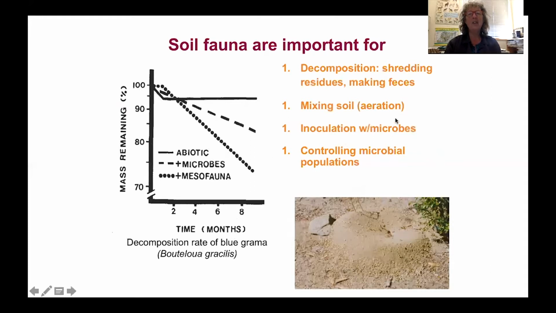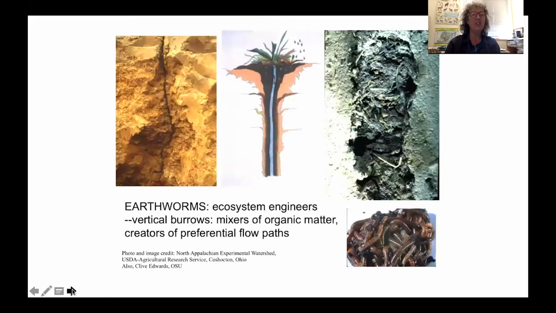They also are important for mixing the soil and increasing aeration, and we'll look at a picture of earthworms in a second on that. They inoculate the plant residue, through the feces, or through their own feeding, with microorganisms, and of course, they're really important for controlling microbial populations through their predation. And here are some pictures showing what brilliant ecosystem engineers earthworms are.